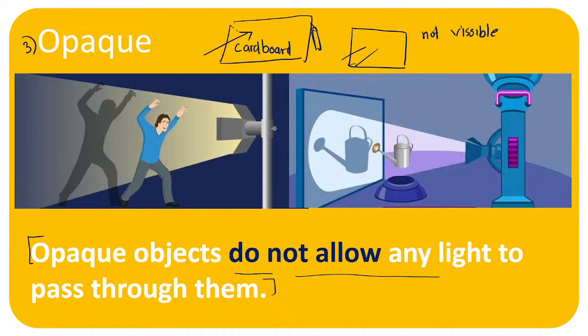Try to take the torch and project it on the palm of your hand and then observe it. The entire body is an opaque body. See here, because it is not allowing light to pass through, what is happening here on the other side of the opaque object? What is this?